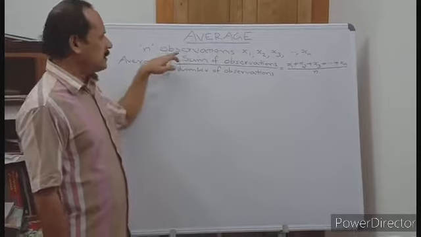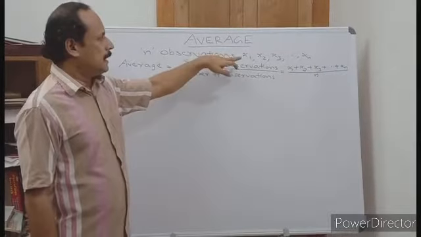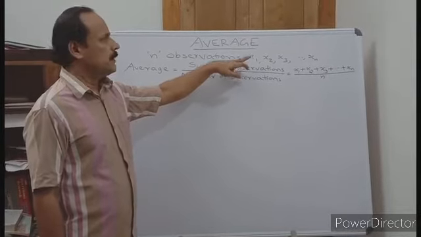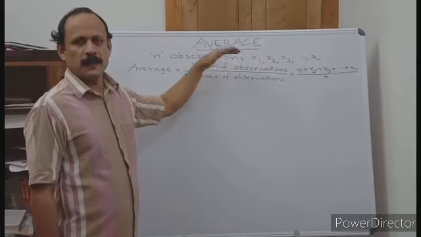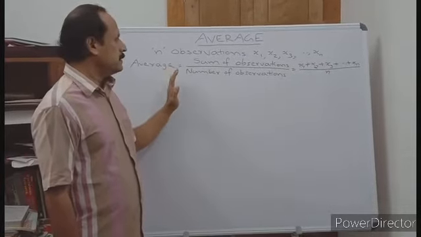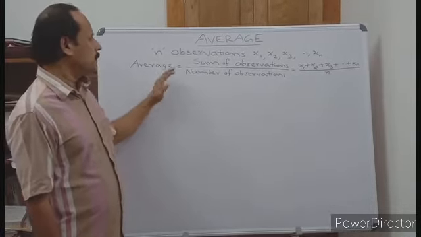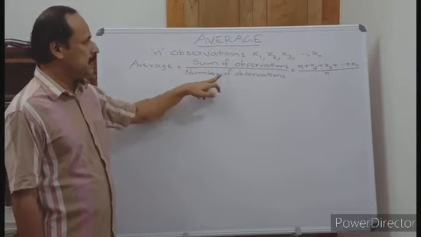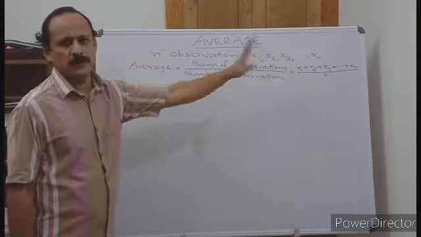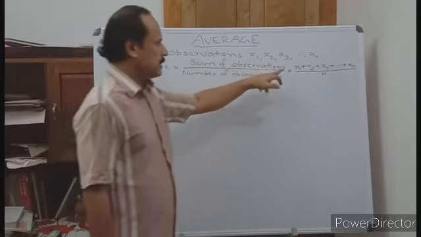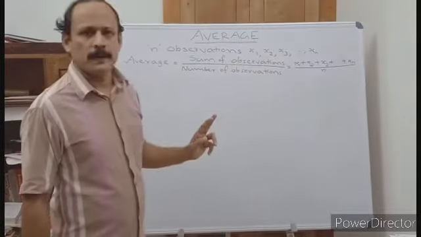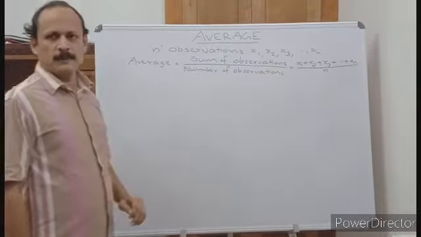Here, observations may be mass or age or income or any quantity, and average equals sum of observations by number of observations. You simply add the values of all the observations, that is x1, x2, x3, etc., xn, then divide by the total number of observations.